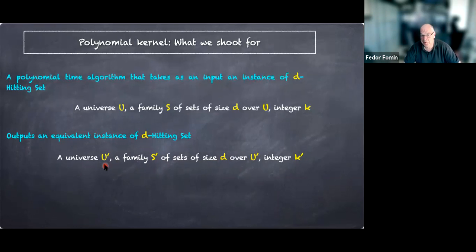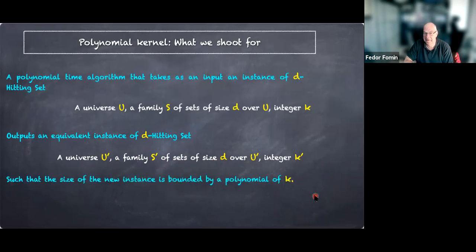So it has a universe U prime, a family S prime of sets of size d over U prime, and an integer k prime. And the condition is that the size of the new instance is bounded by some polynomial of k. So the universe and the size of the family, everything is bounded by k. Is the problem clear, or are there some questions about the problem?